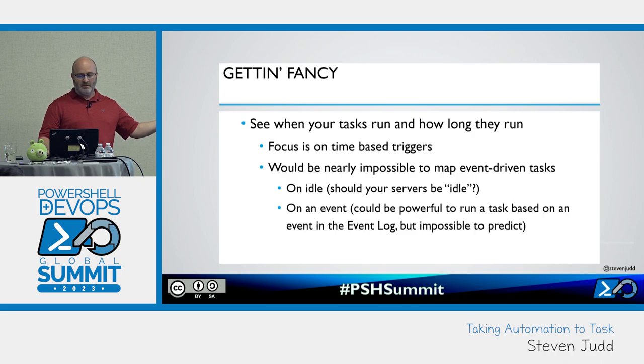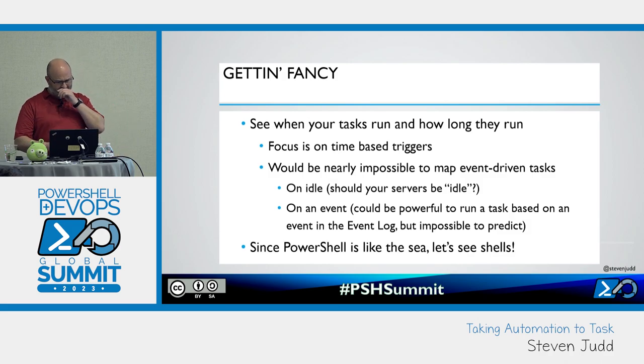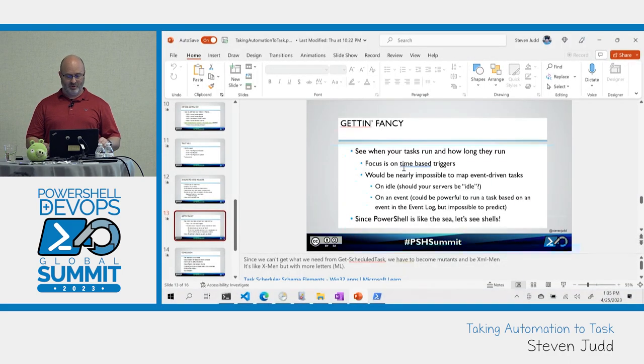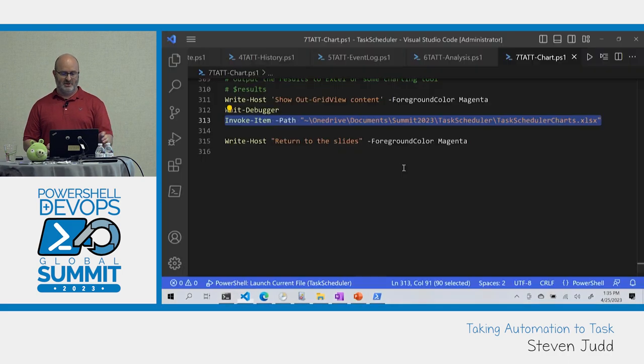On an event, how are you going to know when an event happens? Can you plan when an event happens? Now, I love that power, the power of being able to do a task based on when you see an event in an event log is great. However, you can't map that stuff. So good luck. All right, so since PowerShell is like C, let's see shells. You guys knew what you were getting into when you walked in the door. I have no sympathy for you. All right, this last one. All right, you thought the other ones were crazy? Look how many lines we're at.